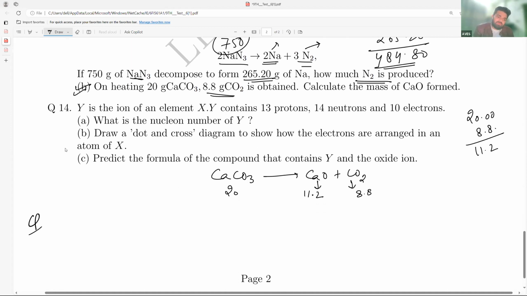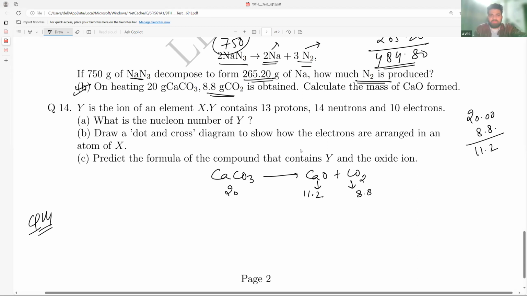Now for the question number 14, what are you going to get? Tell me. Y is the ions of element X and contains 13 proton, 14 neutron, and 10 electrons. What is the nucleon number? So this is very simple. How can you do this one? Tell me. Nucleon of X will be 7 or 14.